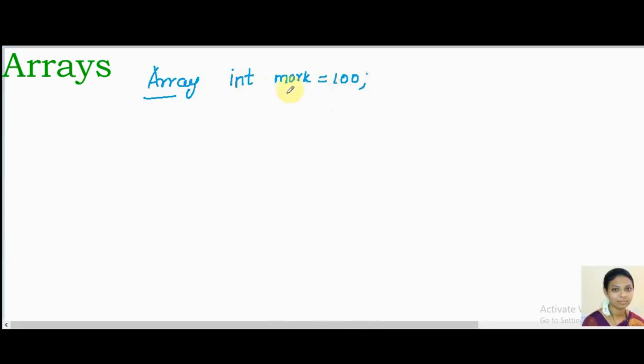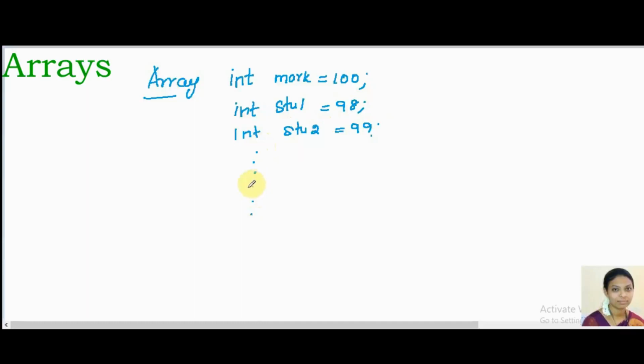So if I want to store the marks of all my students, say for example 60 students are there in my class, what will I do? I'll say integer student1 equal to 98. Then again integer student2 equal to 99. Like this, if I have 60 students in my class, I have to say this 60 times. And it is a very tedious process.